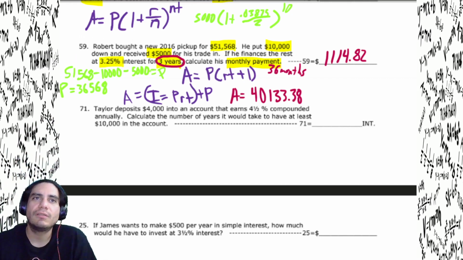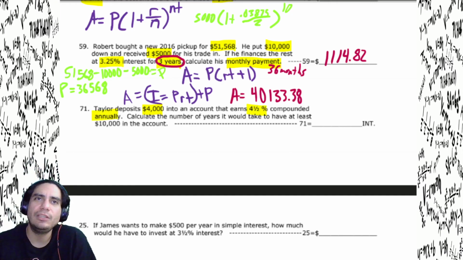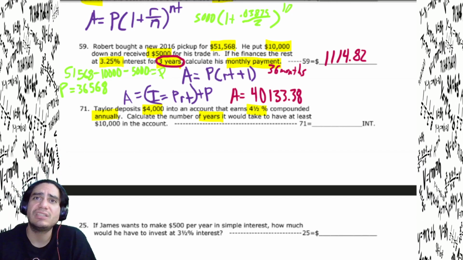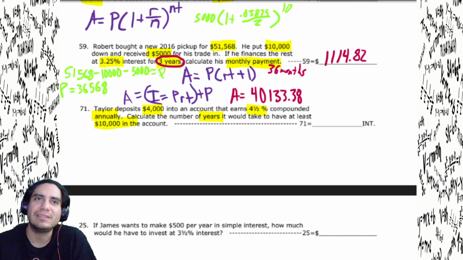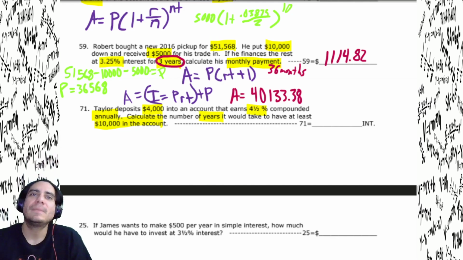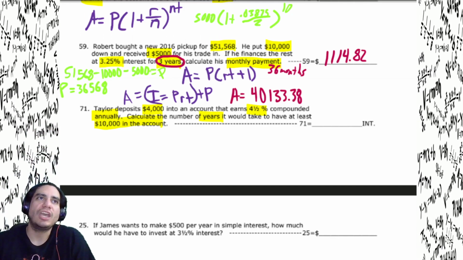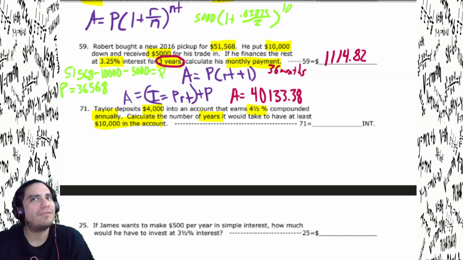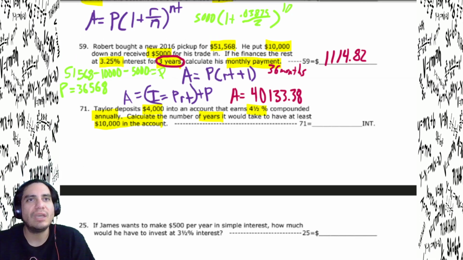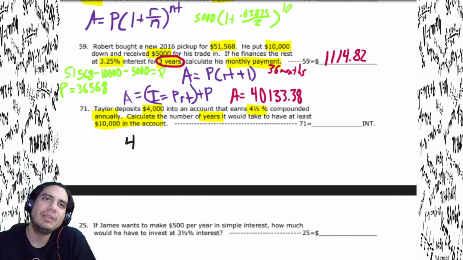Let's see what Taylor's doing. $4,000, account 4.5% compounded annually. Calculate the number of years it would take to have at least $10,000 in the account. Okay, this isn't that bad. Here the deal is that we have to see what our number of years is going to be. This one's kind of interesting. Maybe we might have to do a guess and check type thing. So we got 4,000 here, but let me write the formula.